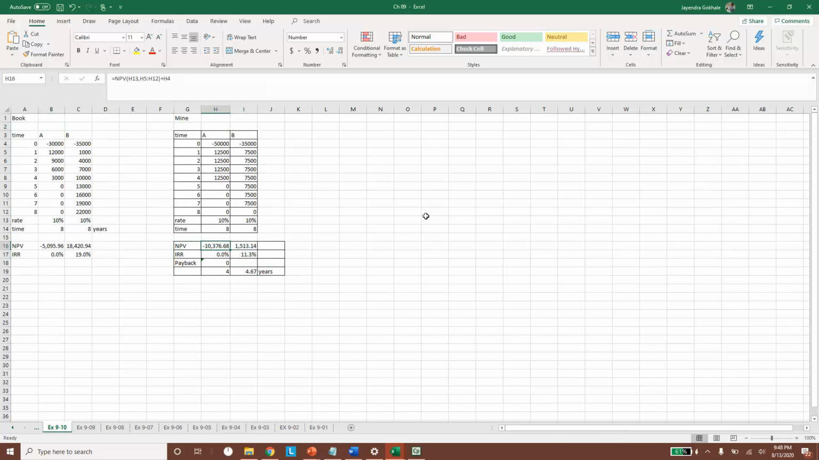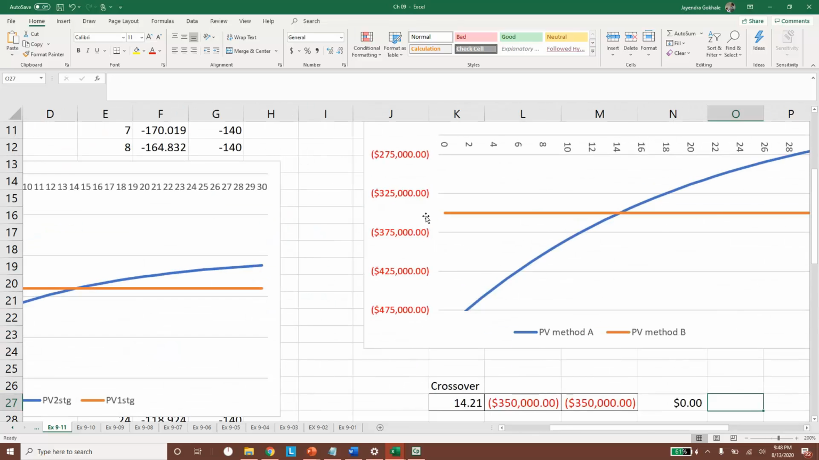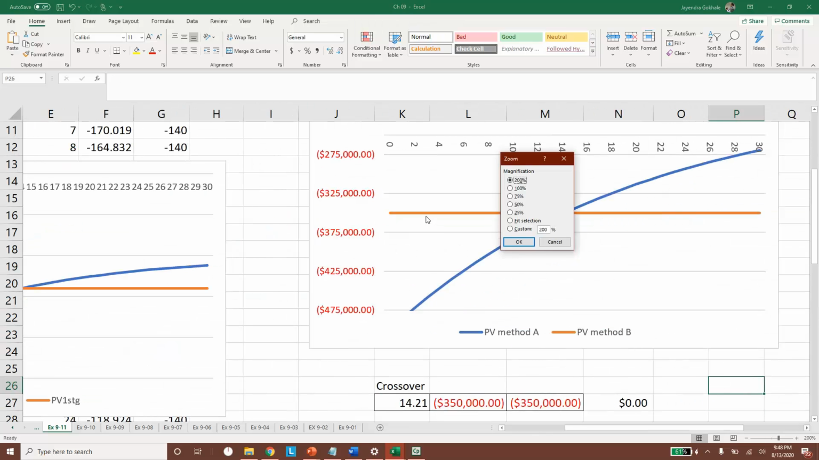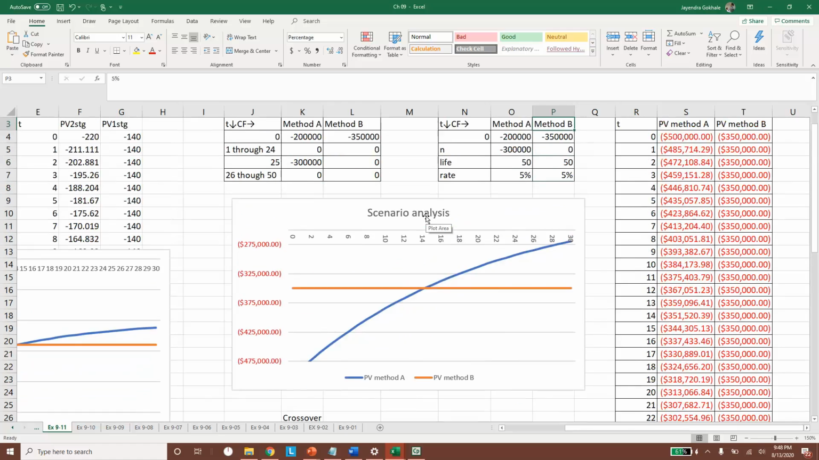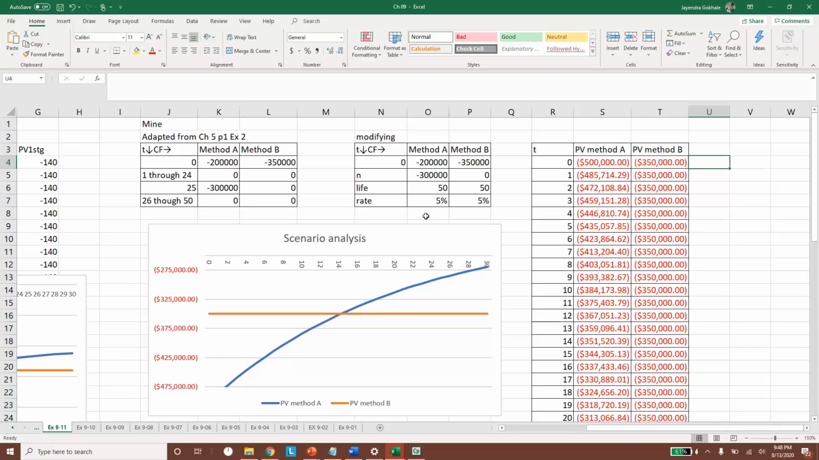So is it this? Nope, it is this right here. Alt V Z 0 enter. It's too large. Alt V Z Alt E Alt C 150 enter. Yeah, that's a little better. So at least we know what we're doing. So how do you find out the PV of method A?